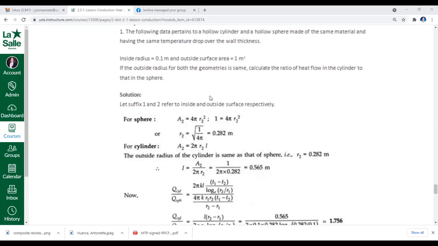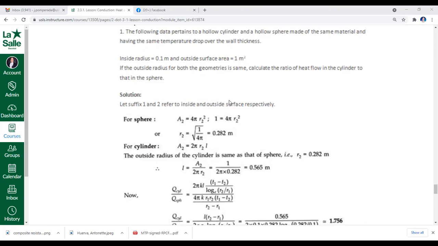Now, on the condition that the outer radius for both geometries is the same, given that they have the same inner radius and the same outside surface area, you are to calculate the ratio of heat transfer or heat flow in the cylinder to that in the sphere. So you only have to use these two pieces of information here, the inside radius and the outside surface area.